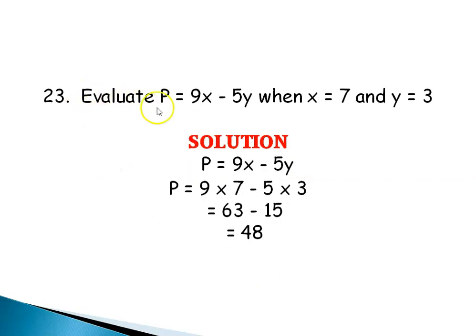The next question. Evaluate P is equal to 9x minus 5y when x is equal to 7 and y is equal to 3. So put in the value of x and y into this equation. P is equal to 9 times x, which is 7, minus 5 times y, which is 3. 9 times 7 is 63, minus 5 times 3 is 15. 63 minus 15 is 48. Is that okay? Very good.